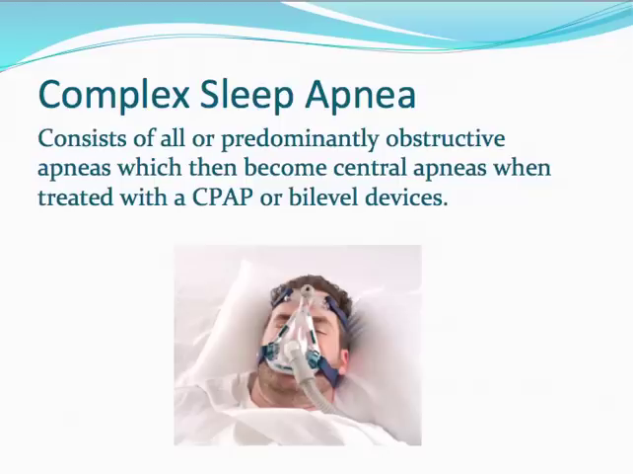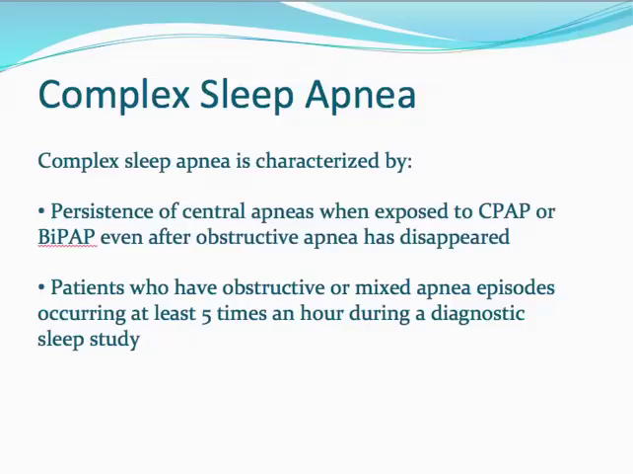And the third type of sleep apnea is complex sleep apnea. So this consists of all or predominantly obstructive apneas, which then become central apneas when treated with a CPAP or with other kind of positive airway pressure device. So in other words, in plain English, what this means is that if you have obstructive sleep apnea and you get it treated with a CPAP and you still have apneas, then it's quite possible that you have central apnea as well, and that is what's causing your sleep apnea. So in other words, it's not the obstructive sleep apnea that's the problem, it's the central sleep apnea. But you can only figure that out after getting treated with a CPAP.